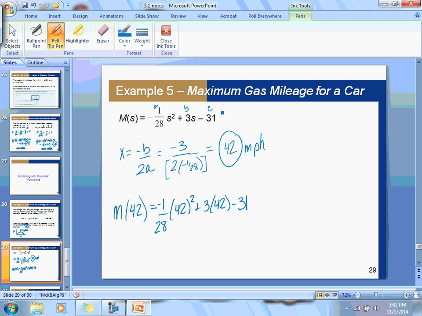And when you simplify this all the way down, when you take 42 squared, get an answer, multiply it by negative 1 divided by 28, get an answer, that answer should be negative 63. 3 times 42, that's 126. And when you subtract the 31, you should get 32 miles per gallon.